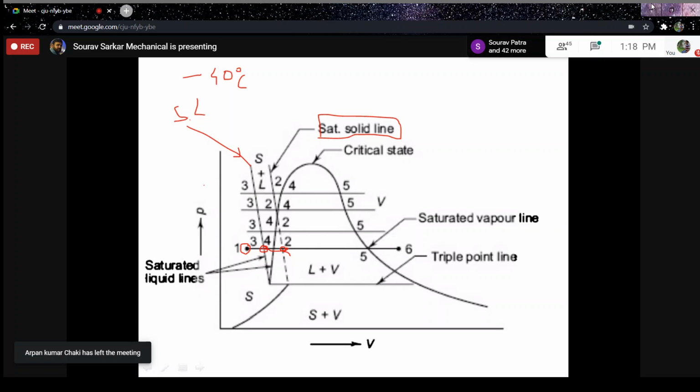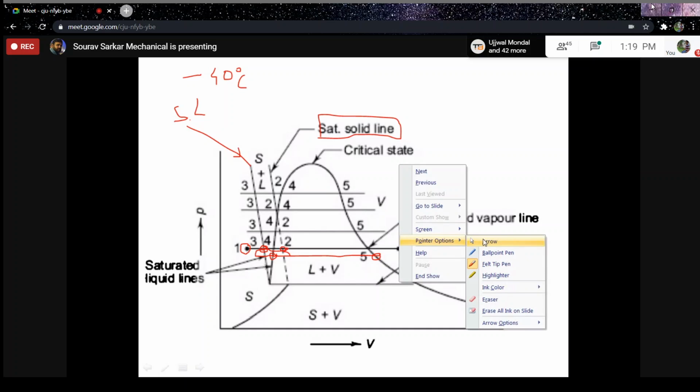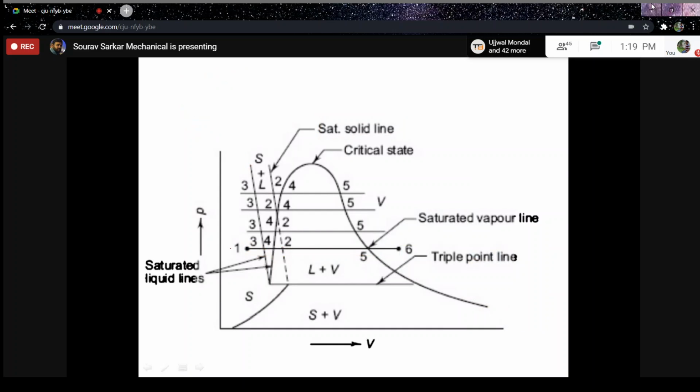After reaching this point, 0 degrees Celsius ice, 0 degrees Celsius water, if we further heat it, it will go up to 4 degrees. Then again it will take a turn and reach 100 degrees Celsius. Then the boiling will start and it will end somewhere there. If you are not able to follow it, I am just repeating for the last time. So this is minus 40 degrees Celsius ice.